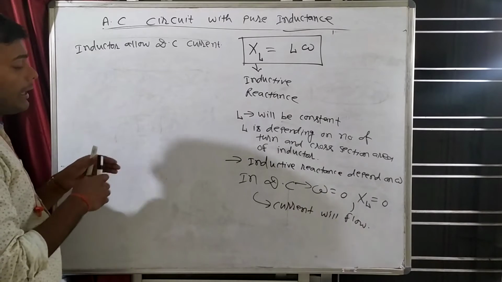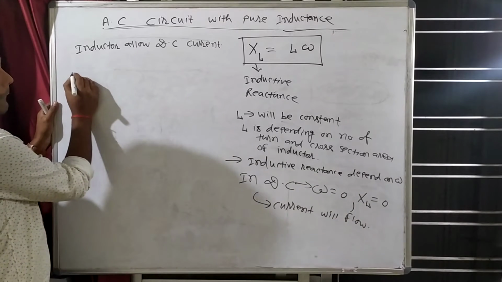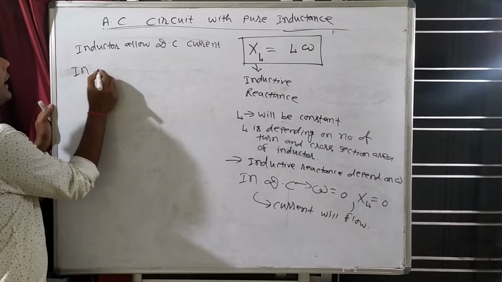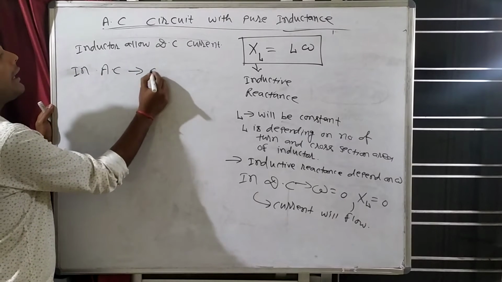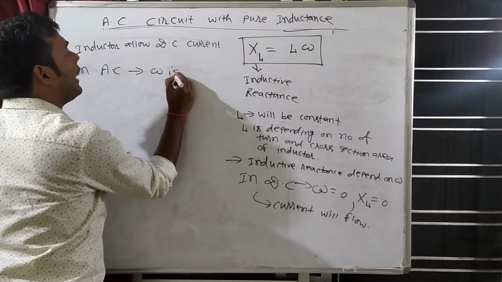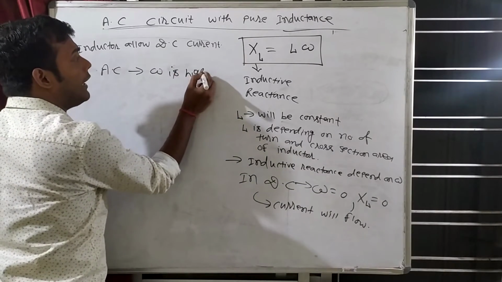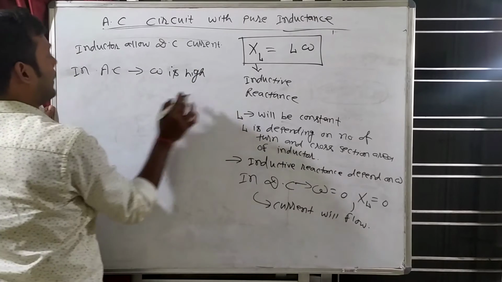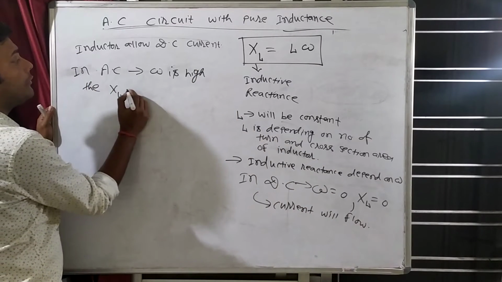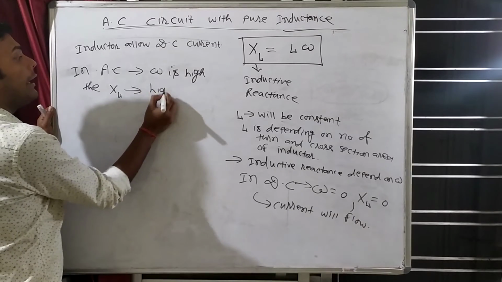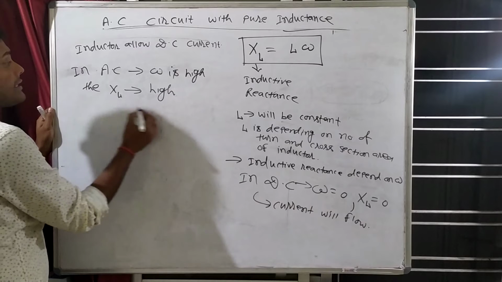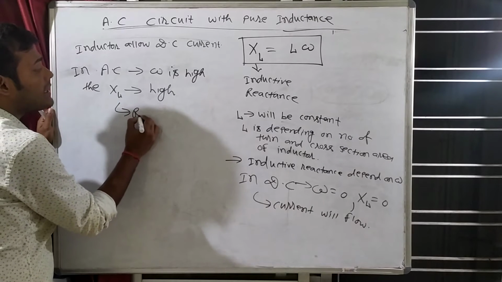Now think about AC current. In AC, alternating current, omega is high. If omega is high, then XL will be high, because high multiplied by something will be high. XL is high. That means the resistance is high.